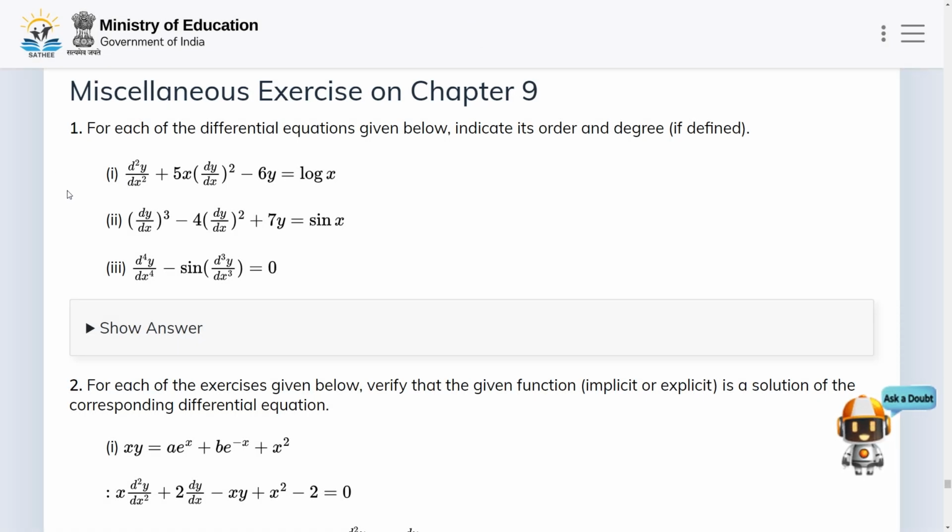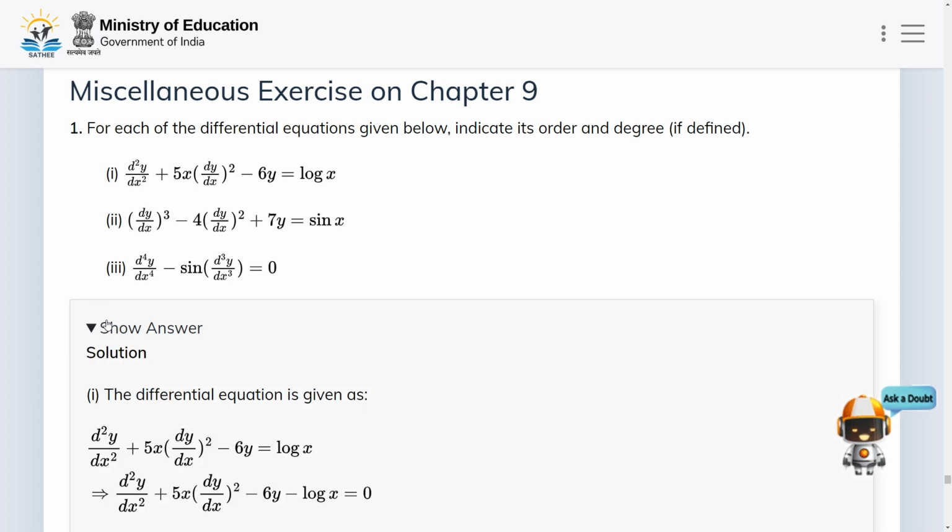In today's session, we will be seeing the miscellaneous exercise of this chapter 9. So the first question of this miscellaneous exercise says that for each of the differential equations given below, indicate its order and degree.